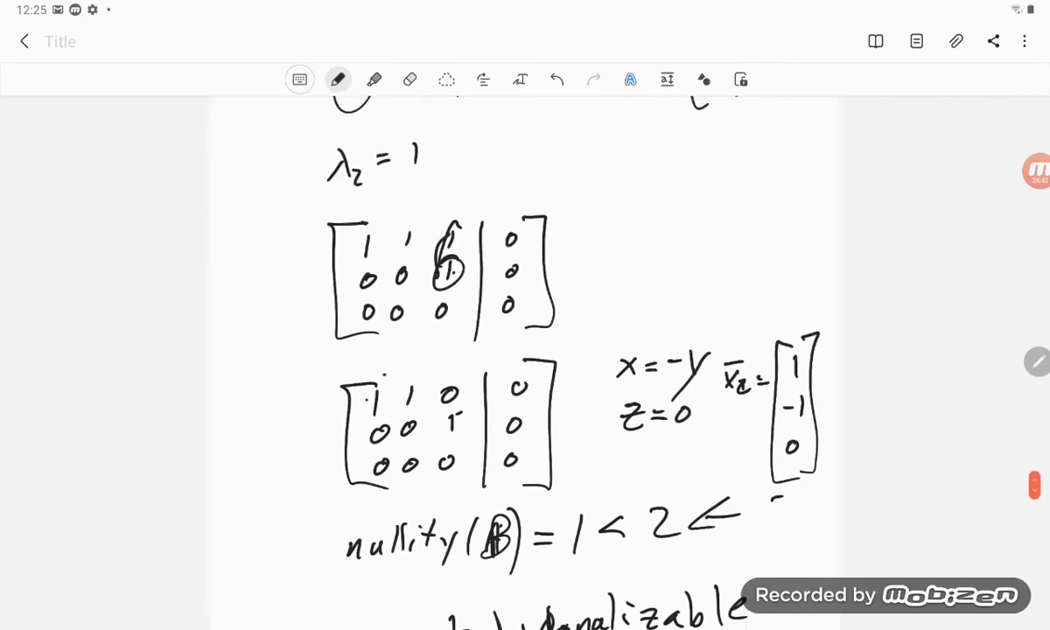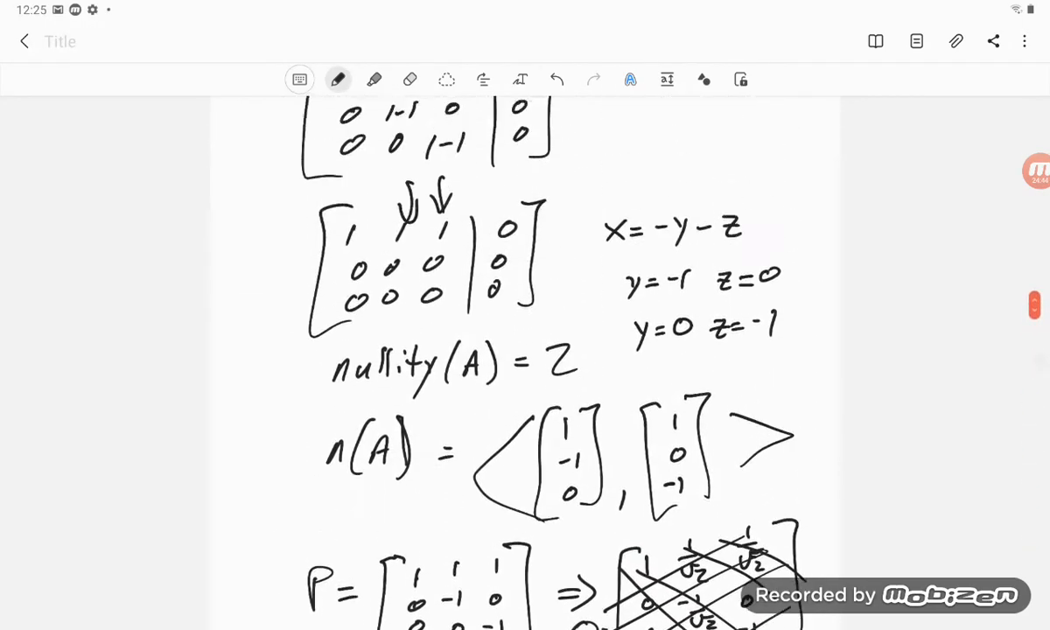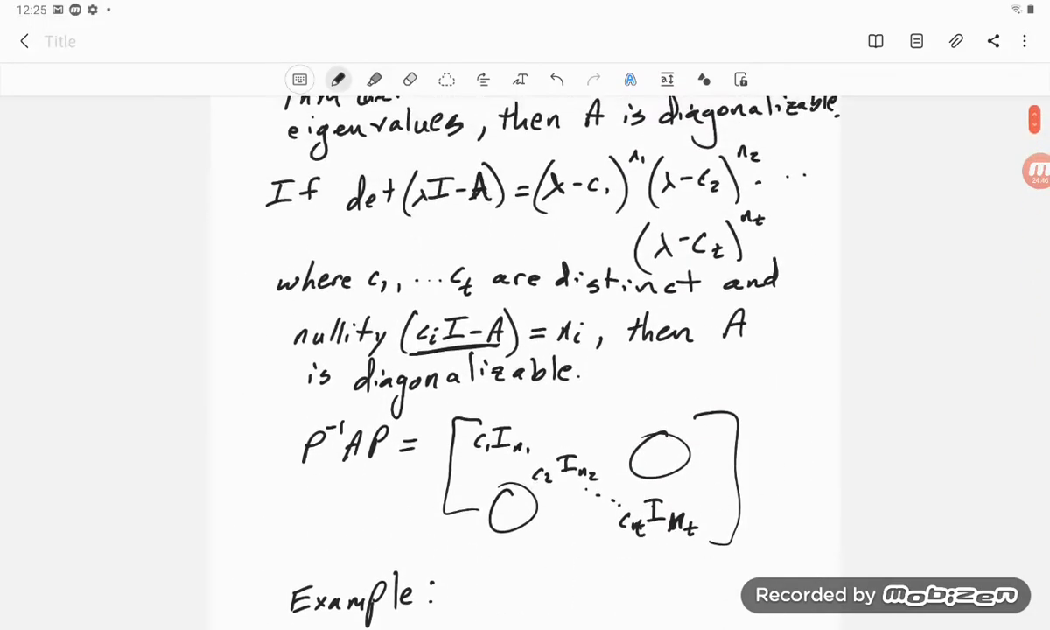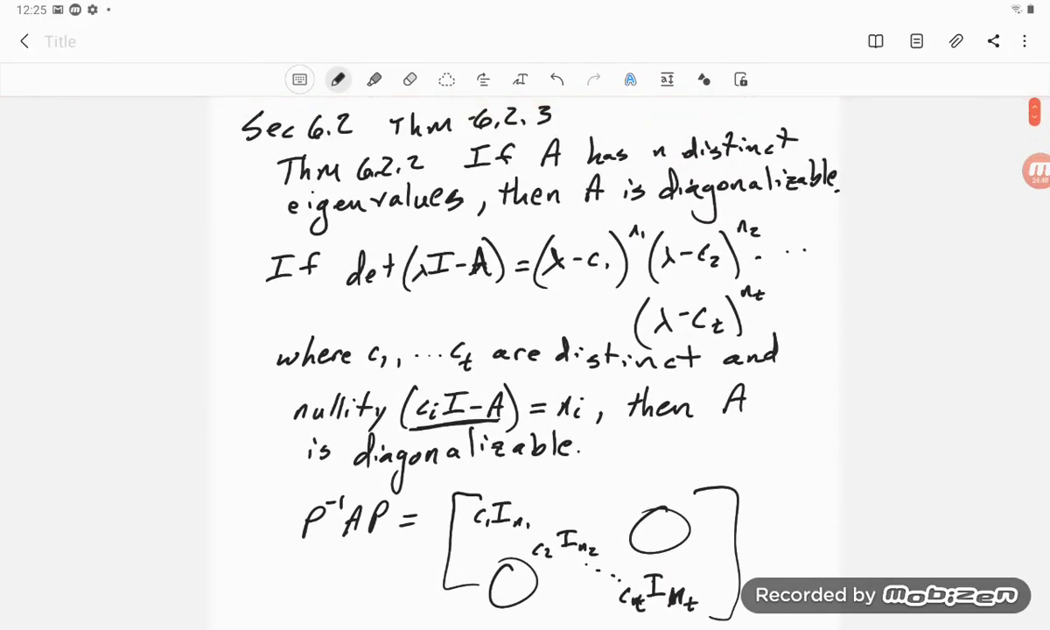So that is the idea of this theorem. Okay, it says that if the nullity matches the multiplicity of the root, we can still come up with a diagonal representation for our matrix. And so that's theorem 6.2.3.